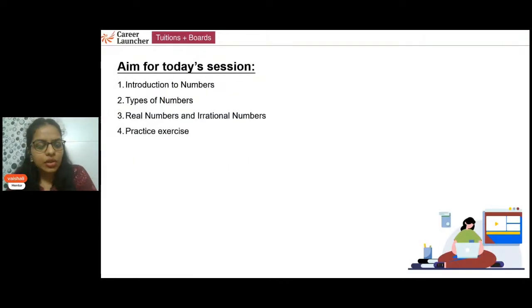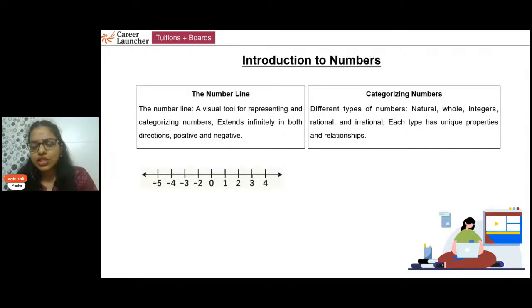So let us look at the aim of today's session. We will be majorly covering three topics as of today, and then at the end, we have a practice exercise. Practice exercise, as in the NCERT exercise questions itself. So, what are the first three topics? We will have a reminder of what the types of numbers are and what subcategories we have. And then we will have a look at real numbers and rational numbers. And summarizing all of them, we will have a practice exercise. So let us start off with the session then.